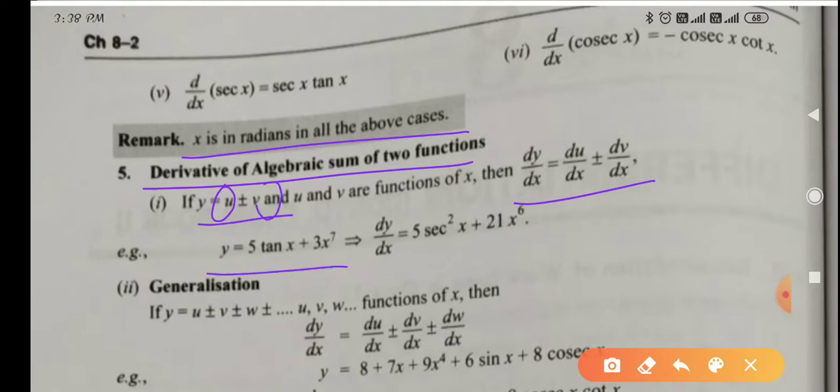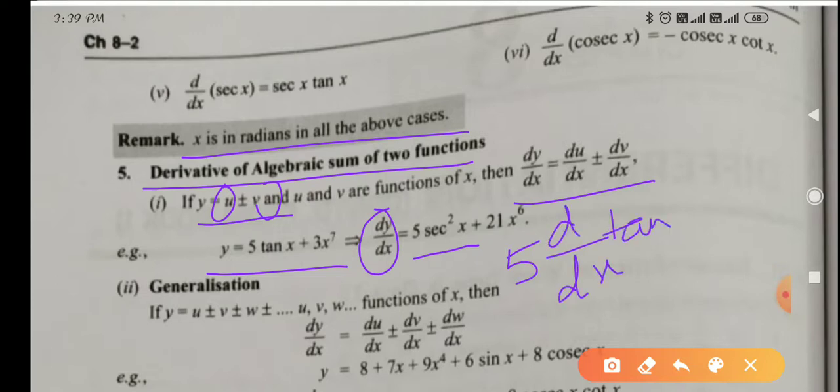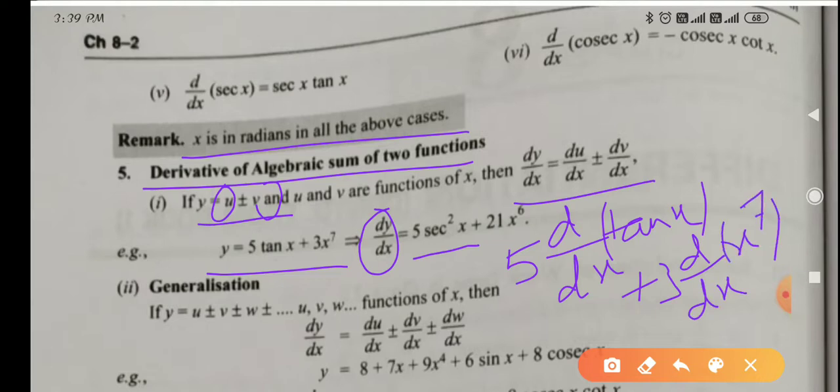So here the example is y equals 5 tan x plus 3x to the power 7. So dy upon dx, differentiating both sides, 5 tan x, you can take 5 d upon dx of tan x plus 3 d upon dx of x to the power 7. Like this you can take. So if a sum or a difference is given, differentiation can be taken separately for each term.